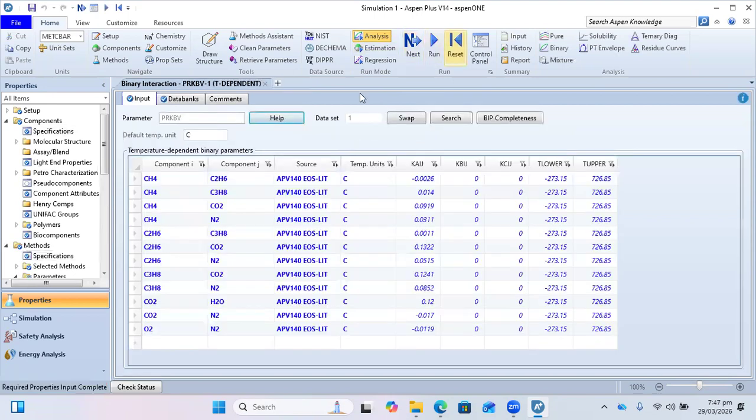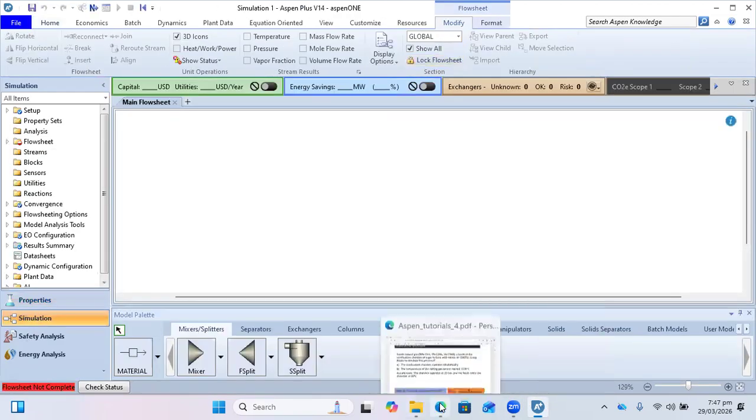We'll click on next. This is just some binary data Aspen is putting together. So we just run it. And then we can now come to the simulation interface itself. Now, let's get back to it.